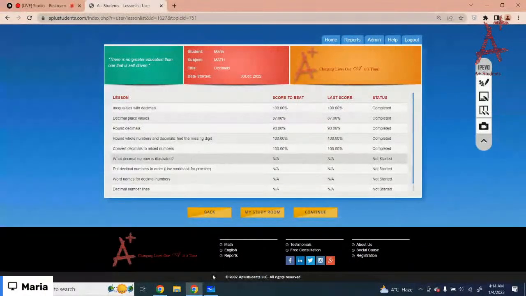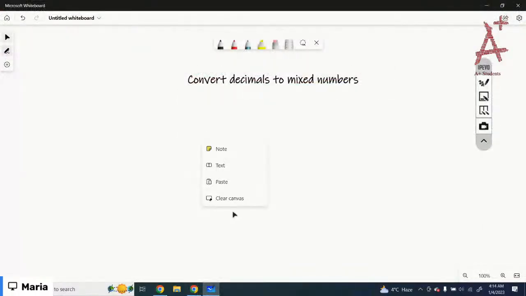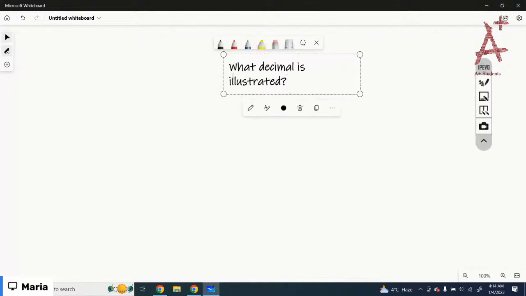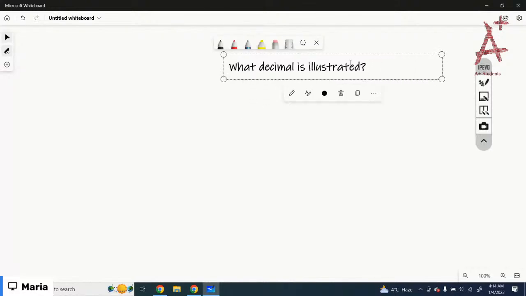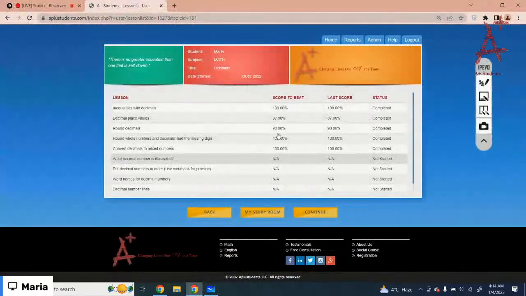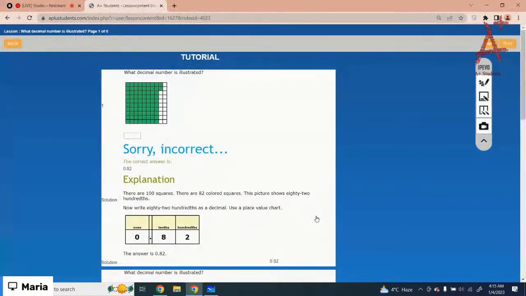The next lesson name is what decimal is illustrated. Okay, the next lesson is what decimal is illustrated. You're given an illustration.